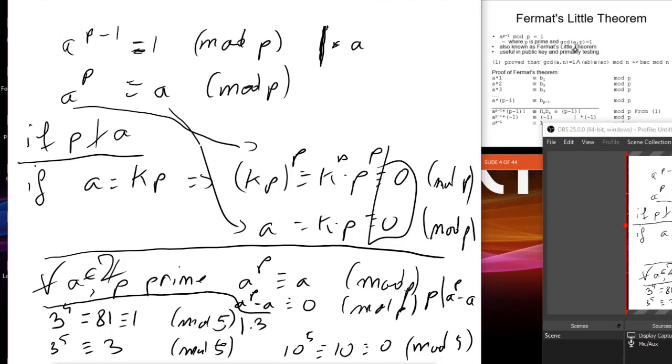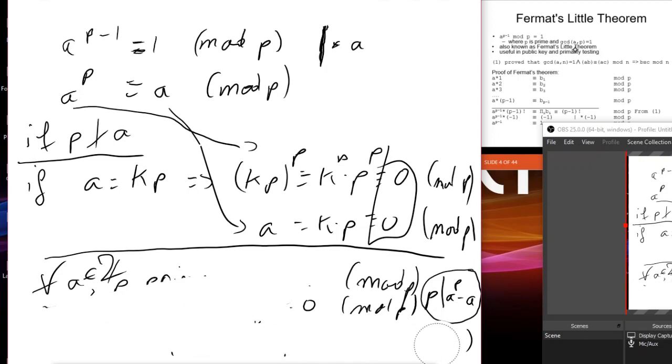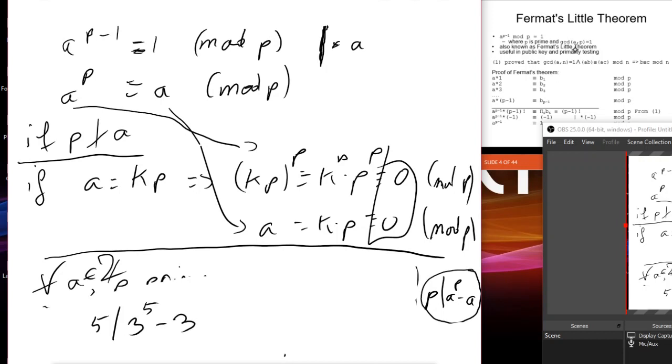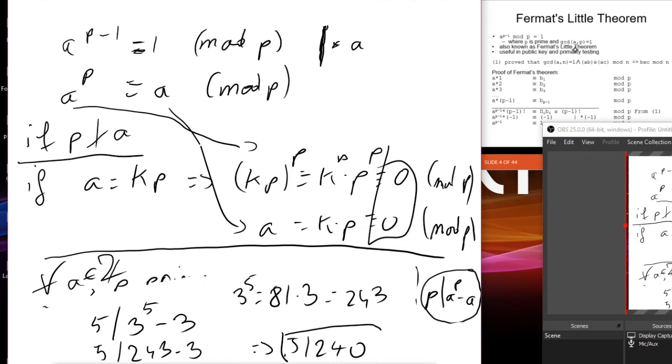Okay, so the other version that we have seen over here tells us that yes, 5 will divide 3 at power 5 minus 3. We have noticed that 3 at power 4 is 81, 3 at power 5 is going to be 81 times 3 equals 243, so 243 minus 3, so 5 divides 240, which is obviously a true statement.